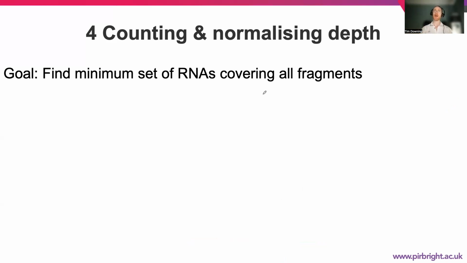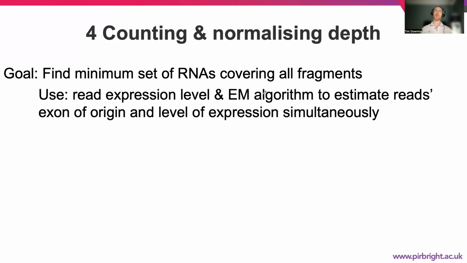Ways of doing this include looking at the expectation and maximization algorithms to estimate the reads' exon of origin and their expression levels simultaneously, but also iteratively, so that they use the information at the level of expression to estimate the reads' exon of origin, because we'd expect a relatively even abundance of reads across a particular exon.